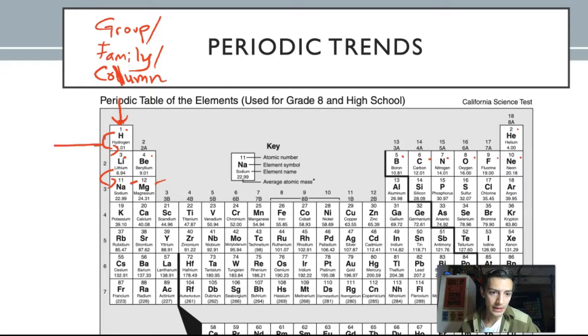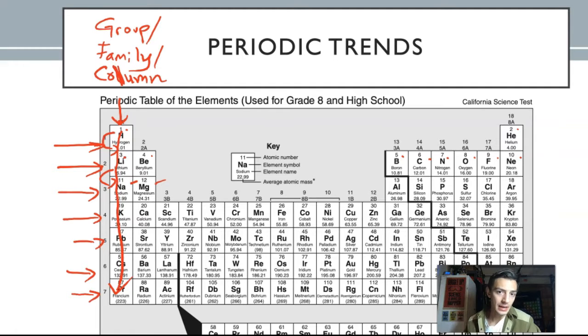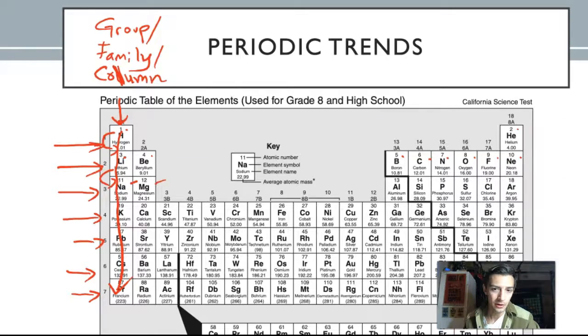Another thing that is a periodic trend is not just down groups, okay, but across periods. So the periods go in this direction. Period 1, 2, 3, 4, 5, 6, and 7. There's a repeating trend that we'll see that occurs across periods, and other repeating trends that occur down groups. So knowing those trends can be helpful for concepts later in chemistry. So that's what we're talking about when we say periodic trends.